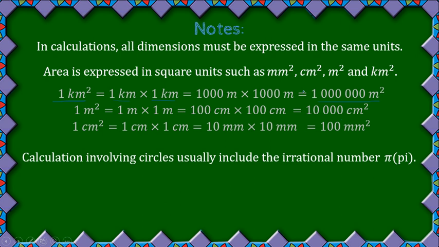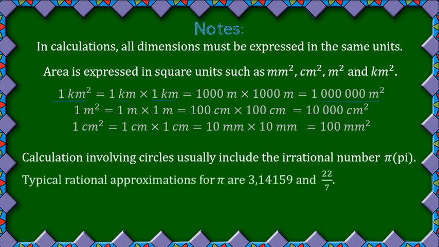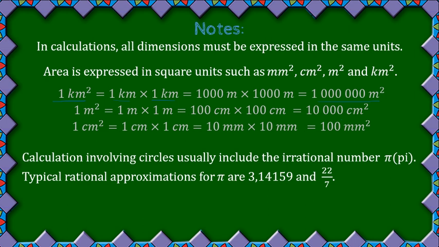Now, calculations involving circles usually include the irrational number pi, and typical rational approximations for pi are 3,14 and 22/7. So those are the values that you used in grade 8. In grade 9, we're going to mostly use pi unless they explicitly state that you have to use 3,14 or 22/7 for your value of pi. But because pi is your most accurate value, we use pi from now on.